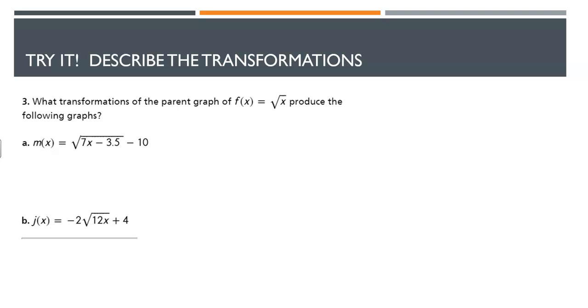I want you to just look at the first one to start with, and then tomorrow we'll do the second one as a warm-up. So I want you to try that first one and see what you come up with. What transformations of the parent graph produce the following? So think about what it would take. You have to remember, you have to get it in the form where you have an a here, and then you would have x minus h plus k. So do a little figuring and see what you come up with.